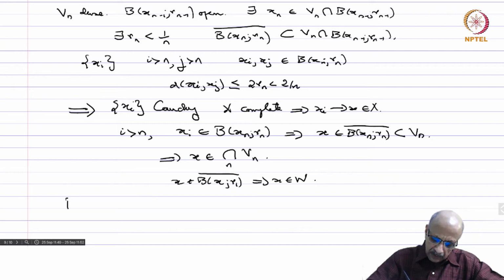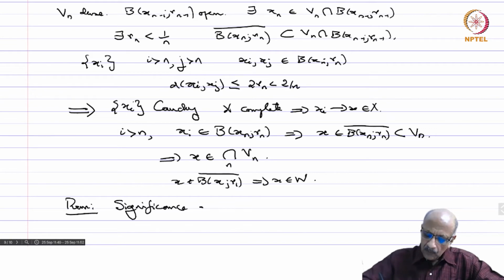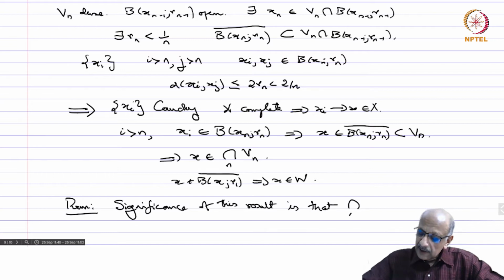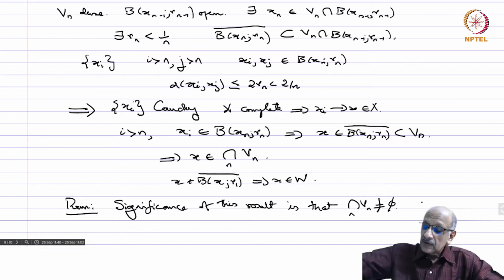Okay, so some remarks. The significance of this result is not really the denseness of the intersection. The significance of this result is that the intersection over n of V_n is non-empty. That is how it's often used. The density is not of that much of a consequence.